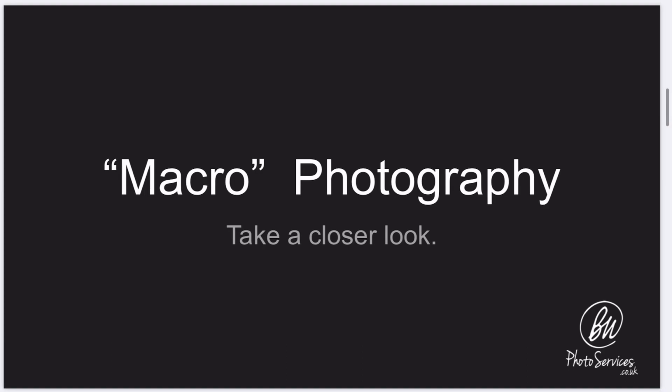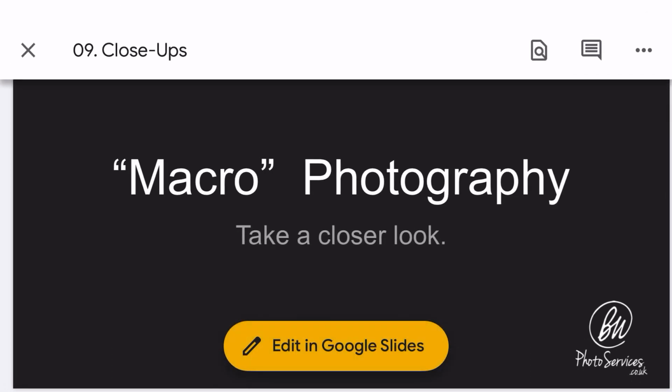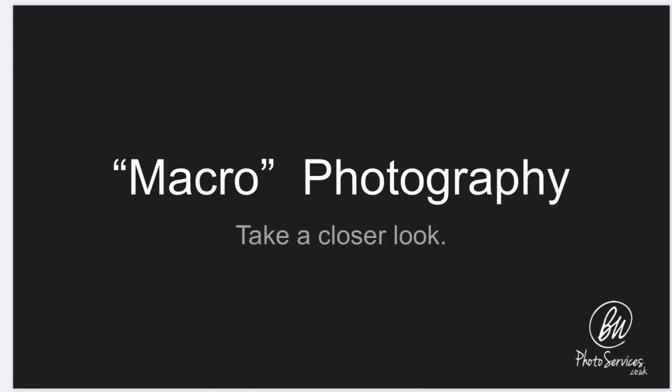Throughout this course we've been taking different topics and looking at things in a different way, coming up with ideas to tap into our own creativity to take better pictures and to enjoy it and have fun at the same time. This time, on our ninth session, we are looking at what's called macro photography, but really it is just looking at things quite close up.